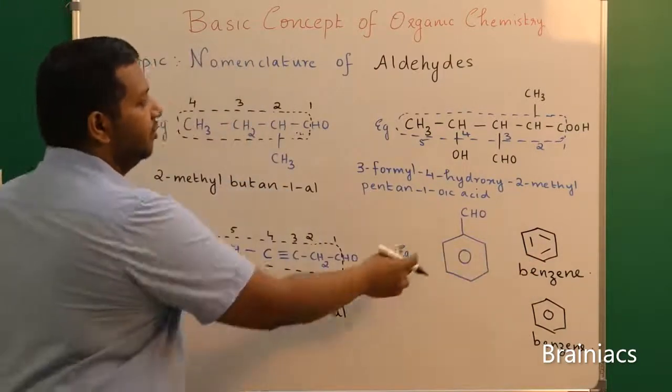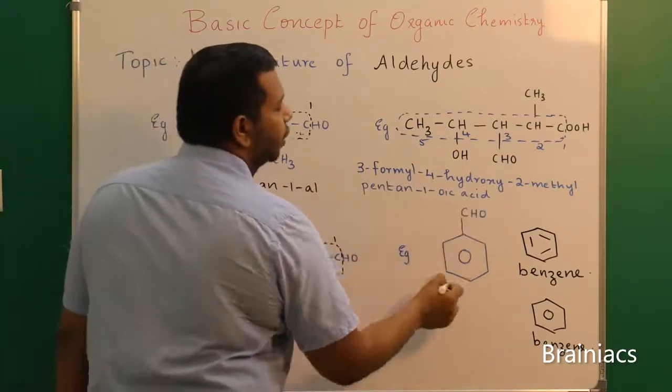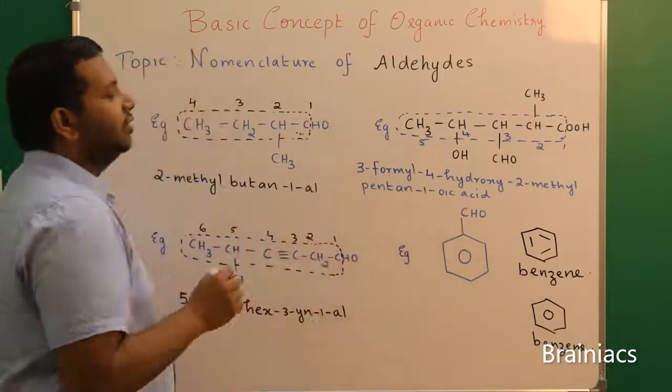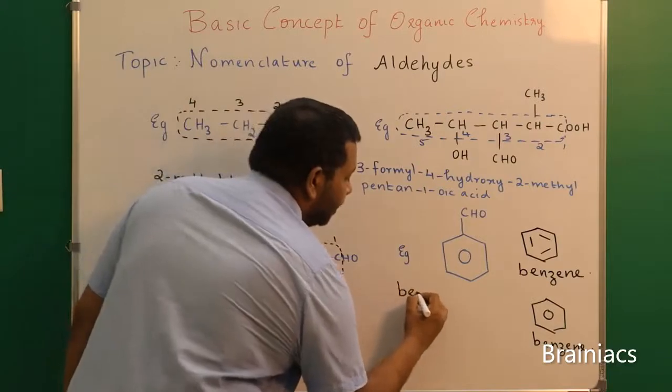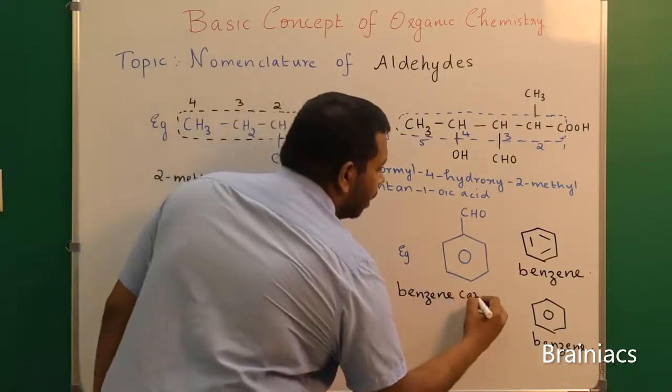Now CHO is attached to the benzene. I know that this carbon atom also cannot be included in the parent carbon chain, or this cannot form a parent carbon chain. So in this case, what is the name? I can say that the name should be benzene. Since this carbon is not included, we use the term carbaldehyde.